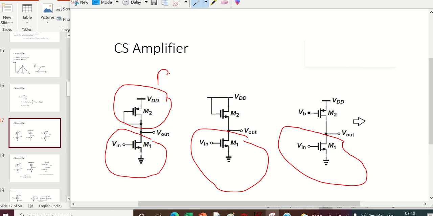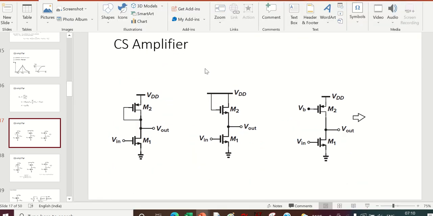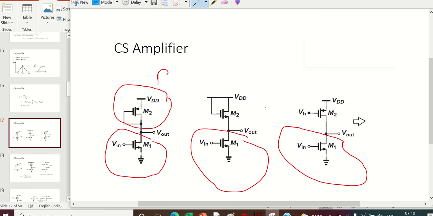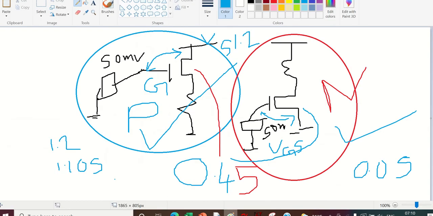Then I am also using a diode connected NMOS. Next one, I will tell you what is diode connected. Then finally an active load. Okay, this is called an active load. All of these are replacing our resistor. Okay, this resistor which we had here, this resistor we are trying to replace.